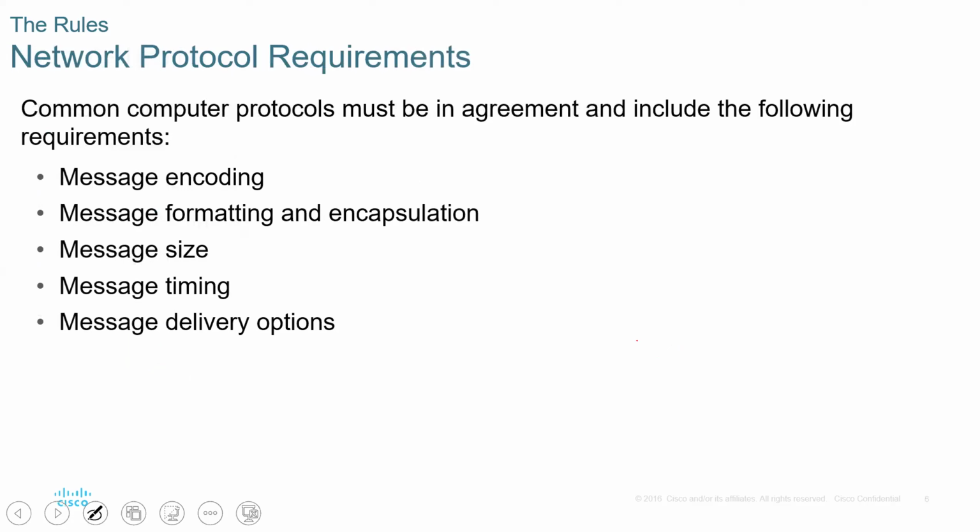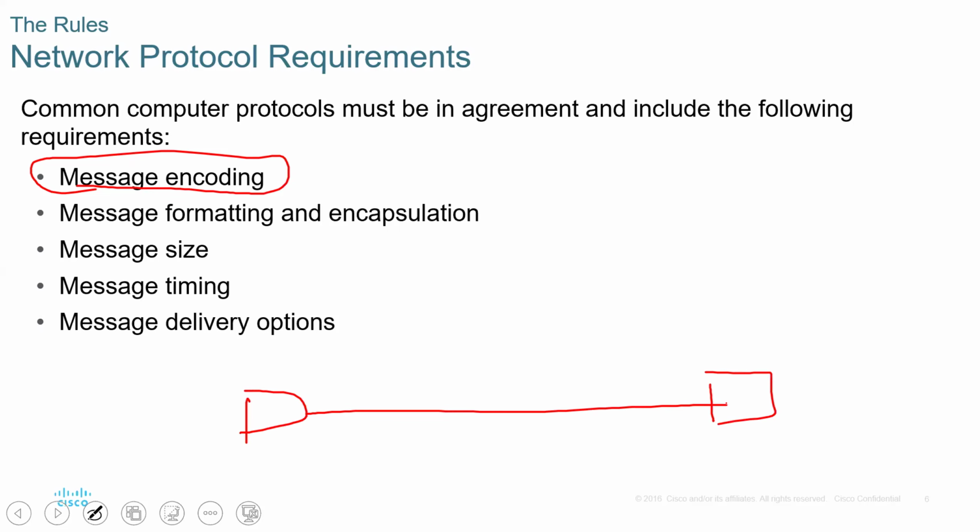So common computer protocols must be in agreement to include the following requirement: message encoding. When we're talking about encoding, we're talking about how that message is packaged into the network media. All right. Remember, we said we have a PC here, we have a PC, then you have the network media. So how does the message from this sender get sent or encoded into the media? So there are rules or protocols that govern that.